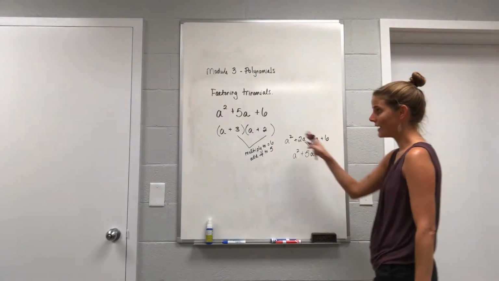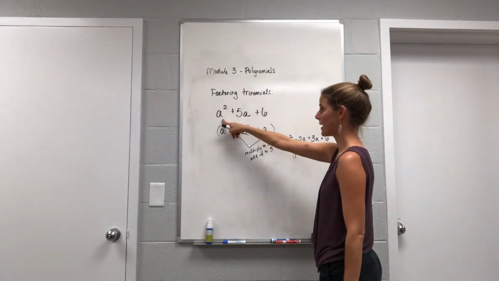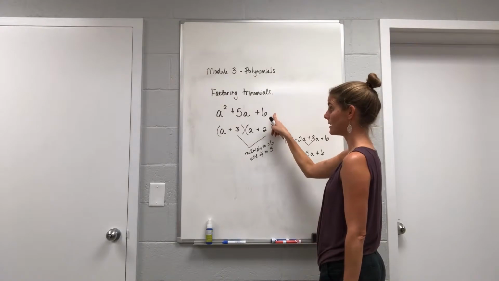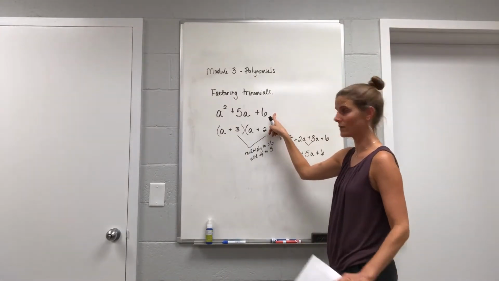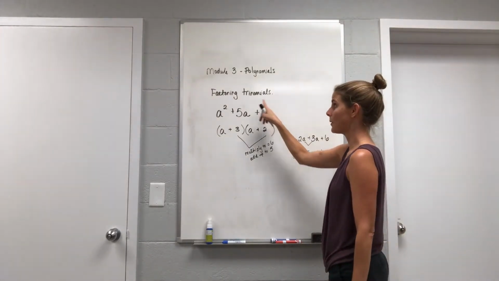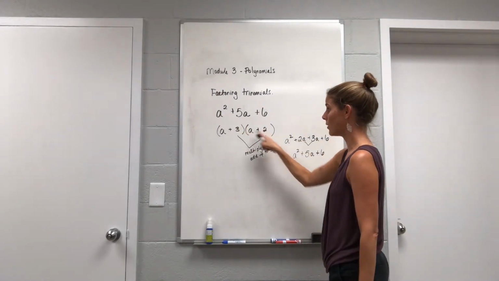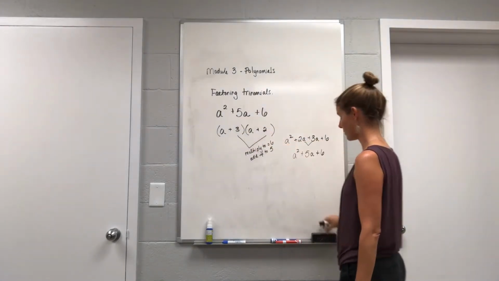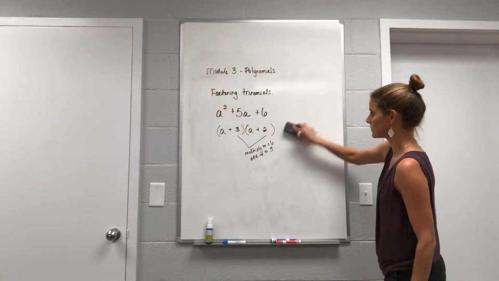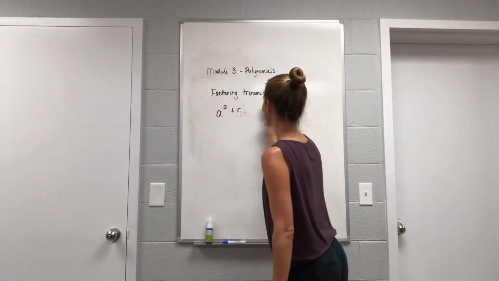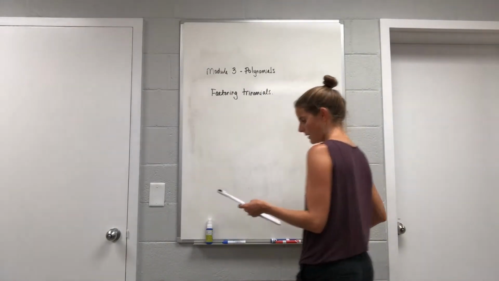So that is the idea with this: the first two terms will multiply to be this, the last two terms will multiply to be this, and that's always true with factoring trinomials. But when that leading coefficient is 1, these two will also add up to be that middle coefficient, which is really nice.